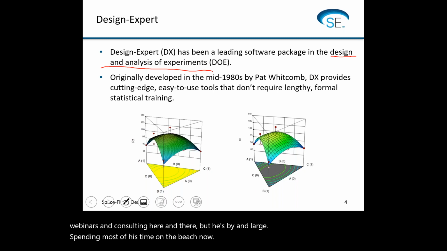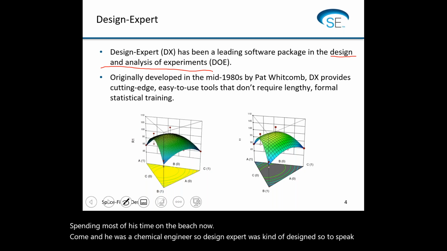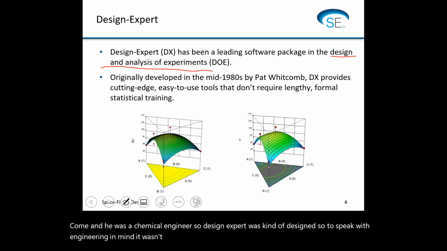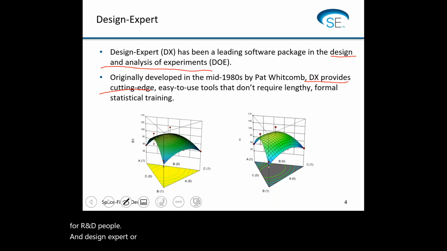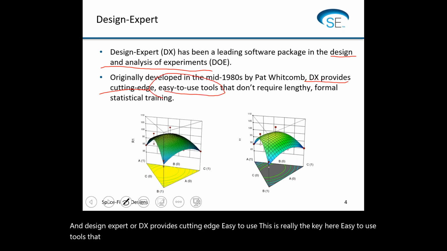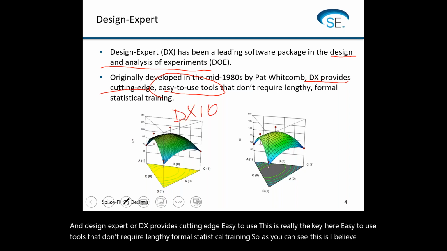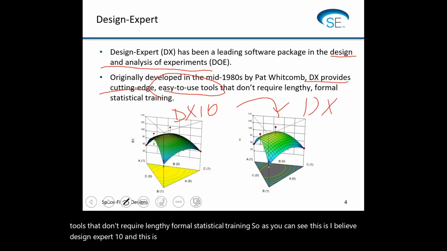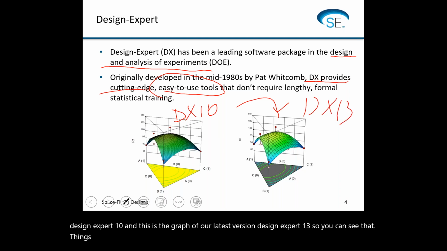He was a chemical engineer, so Design Expert was designed, so to speak, with engineering in mind. It wasn't really a statistical package. It was more of an engineering toolkit for R&D people. Design Expert, or DX, provides cutting edge, easy to use tools, and easy to use is really the key here, that don't require lengthy formal statistical training. As you can see, this is, I believe, Design Expert 10, and this is the graph of our latest version, Design Expert 13. So you can see that things have progressed quite a bit over the years.